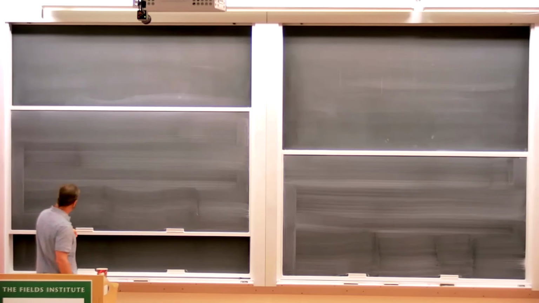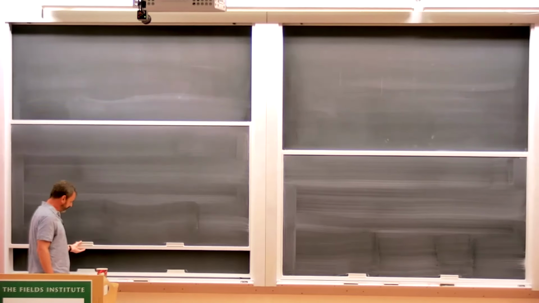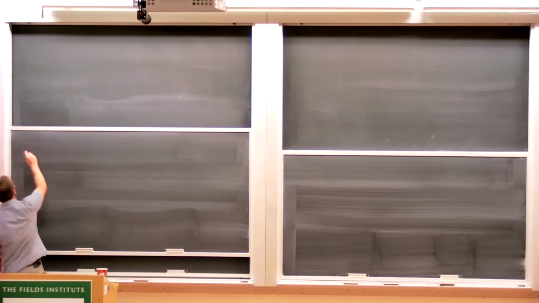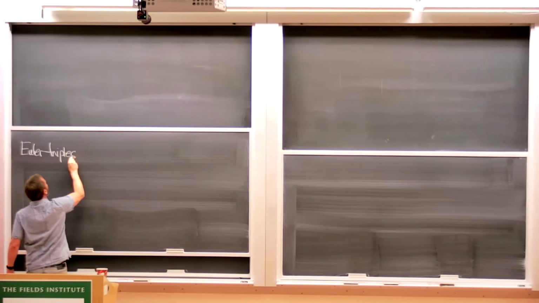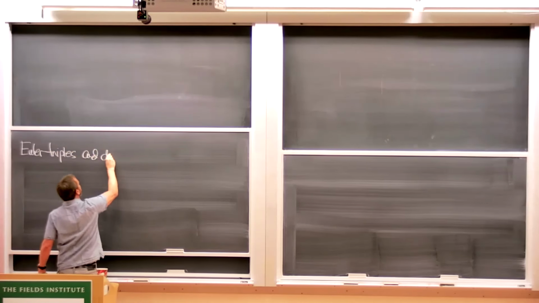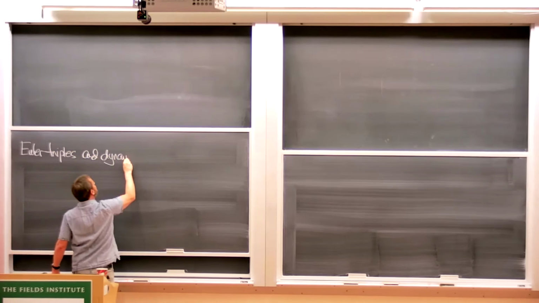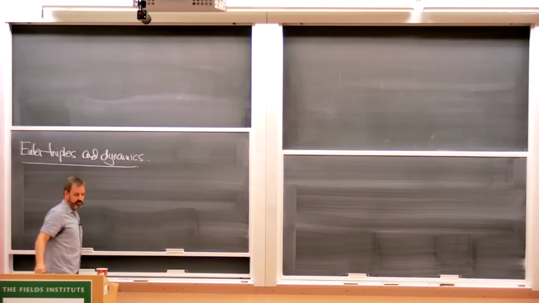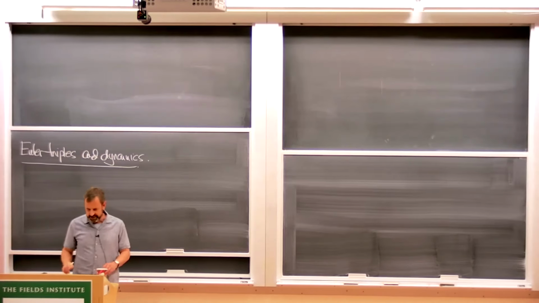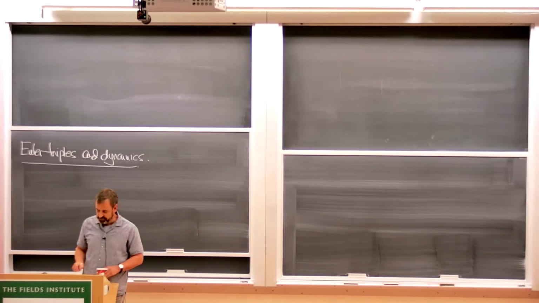Anyway, I'm going to be talking about a fairly simple example of a spectral triple. I'm calling these Euler triples. There are some aspects of them that I find quite puzzling personally and a little bit intriguing, that have a little bit to do with dynamics.